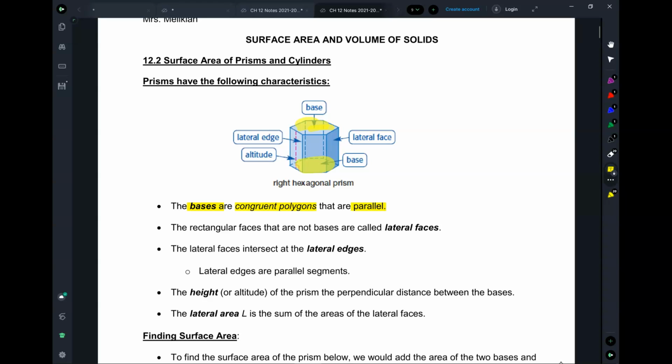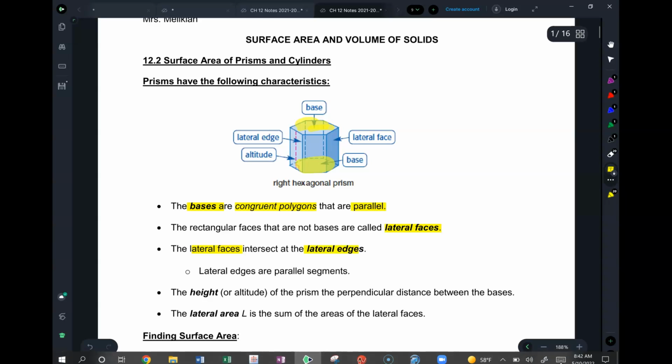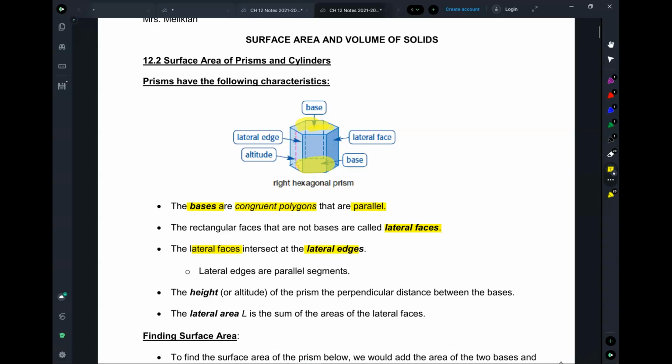The faces on the sides that connect the two bases, these are called lateral faces. Okay, that term is important, lateral. The lateral faces intersect at the lateral edges. So for example, these here are the lateral edges. And they're also going to be parallel.